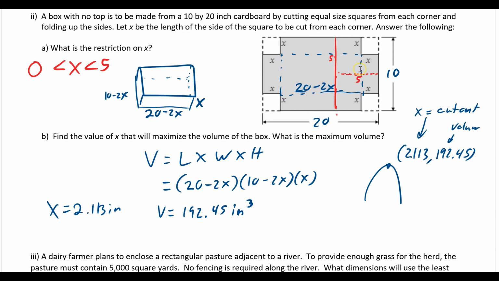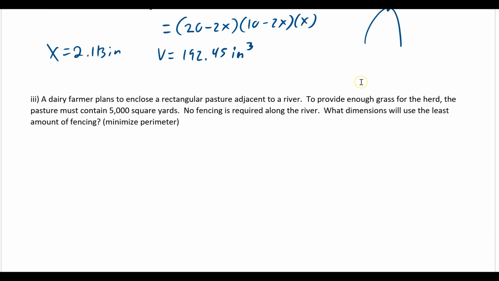So it's a pretty cool little problem. All right, let's look at this one. This is another standard one: you have a river, and this farmer wants to put fence around it for his, what are we dealing with, cows or his herd? So we don't even know. And they give you an area. So our area of this must be 5,000 square yards so that he can feed his herd.